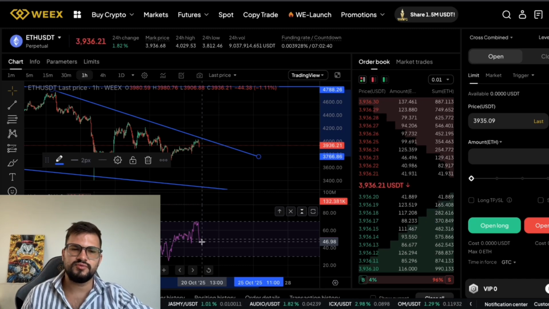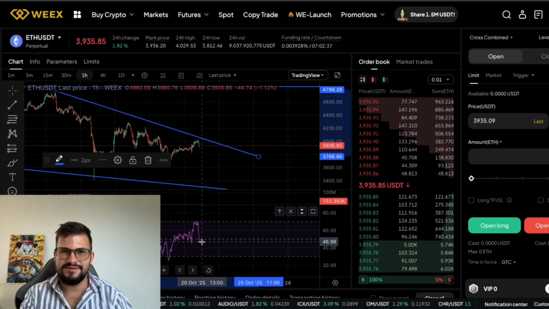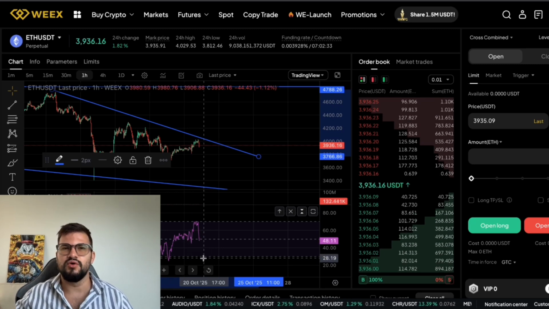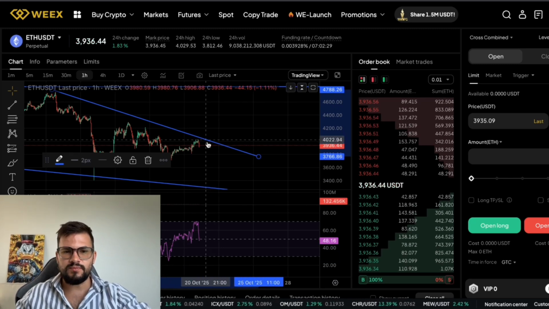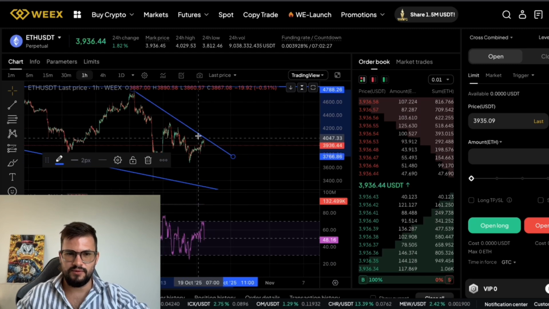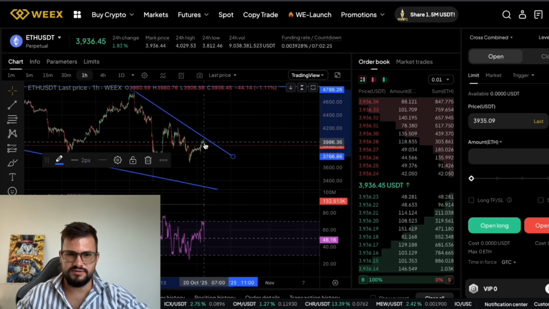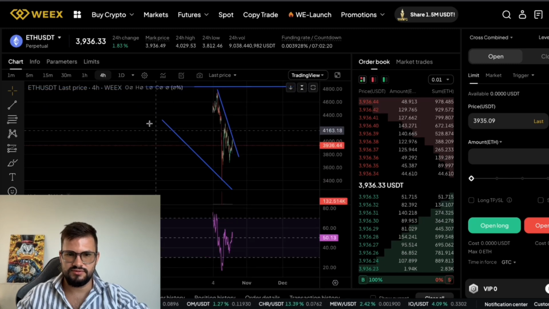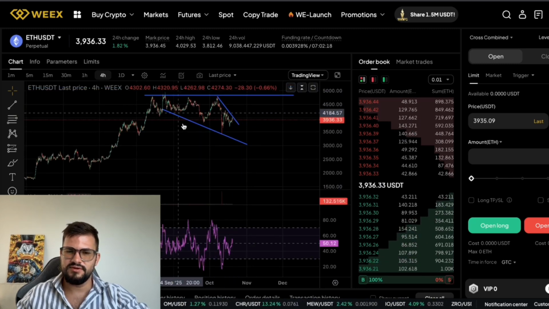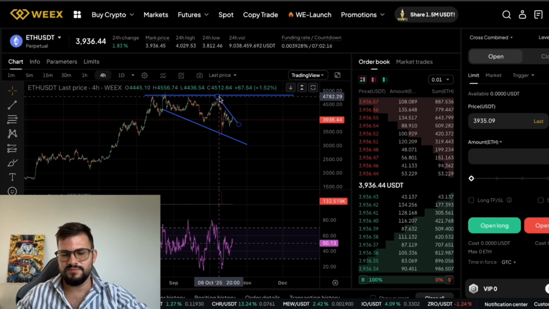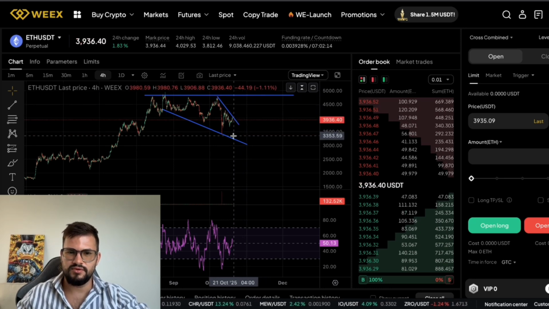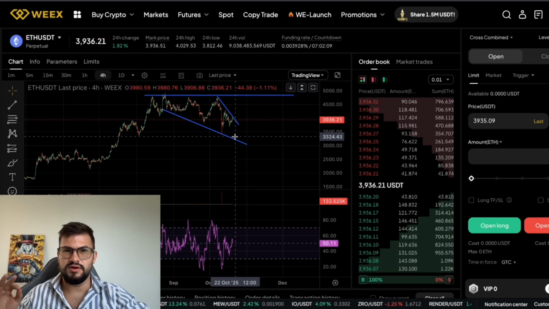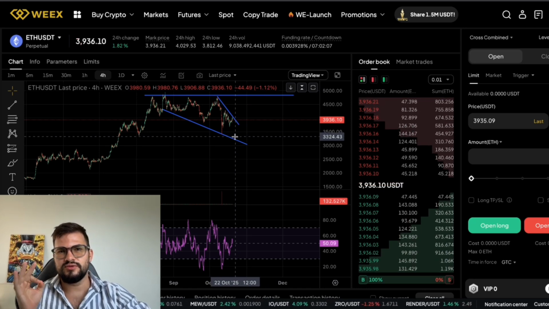Just take some profits when the RSI is overbought and add some more to your positions, or open a new position when the RSI is oversold. Simple and easy. Now we were testing this megaphone pattern here on Ethereum. This is the megaphone pattern here. We were testing the resistance here. Let's see. I think we will probably go and touch the zone still, $3,400. That's where I'm looking to open a nice swing trade position.